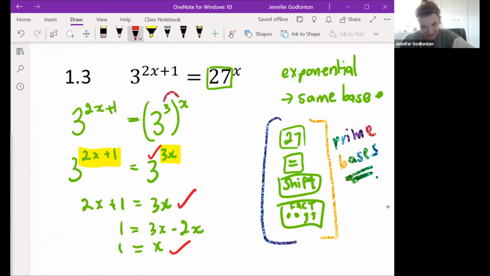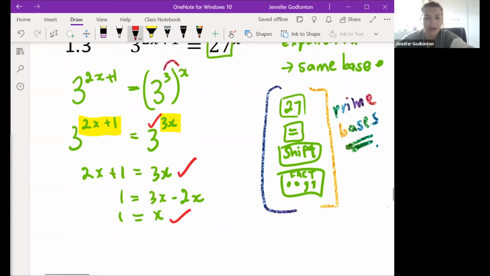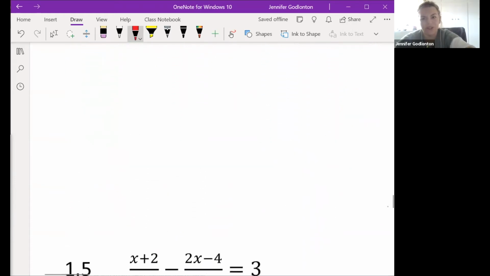Okay. Jump into some fractions, I think. If you want a screenshot, please feel free to take one before we move on. Okay. Oh, no, that one's too easy for you guys.